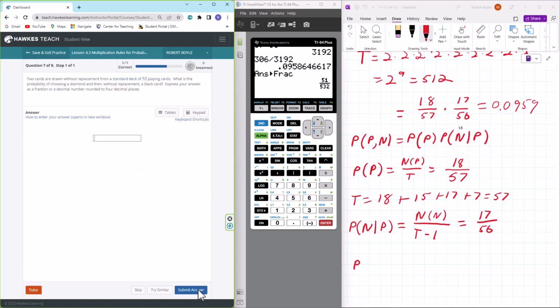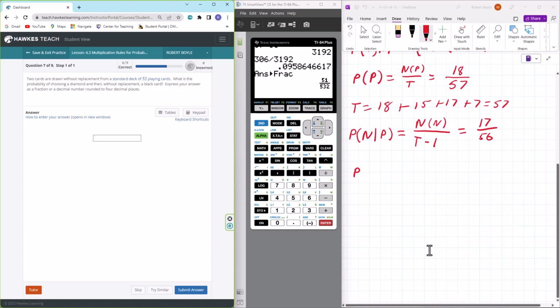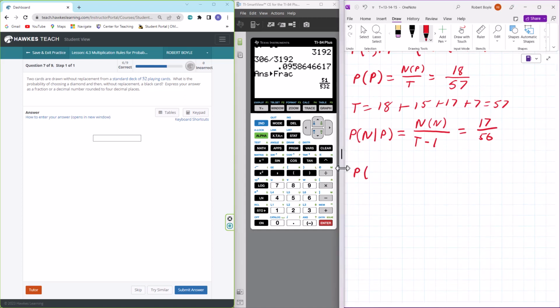And we have 3 more problems left. 2 cards are drawn without replacement from a standard deck of 52 cards. What is the probability of choosing a diamond, and then without replacement choosing a black card? Okay, so we want to find the probability of choosing a diamond. I'm just going to call that D, and then choosing a black card. That will be equal to the probability of choosing a diamond times the probability of choosing a black card, given that you already chose a diamond.